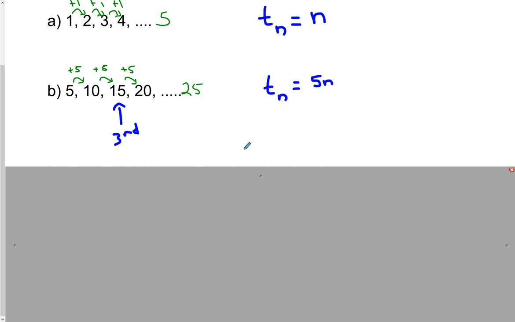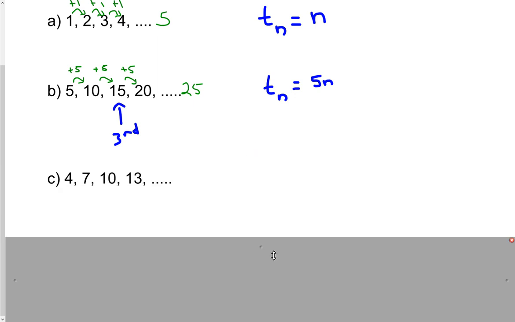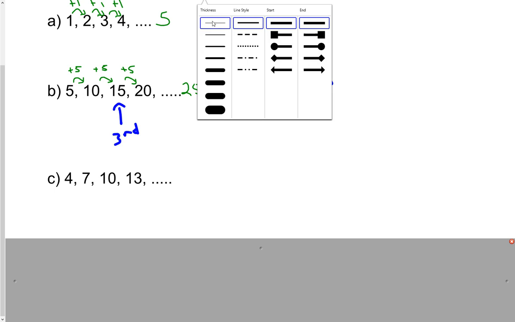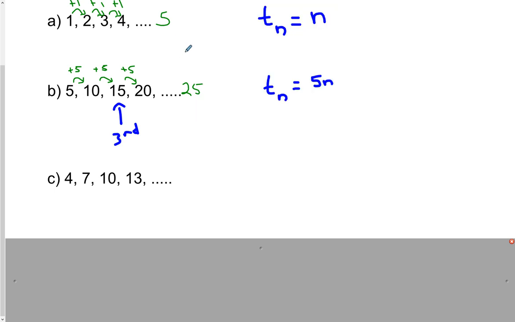Let's keep going. Have a look at this next one. I'd like you to tell me how much you see this one changing each time. If you said this one is going up by 3 each time, you're correct. So each time this one is increasing by 3. So you might be thinking to yourself, oh, okay, that's easy. I know the next term. The next term is going to be 16.